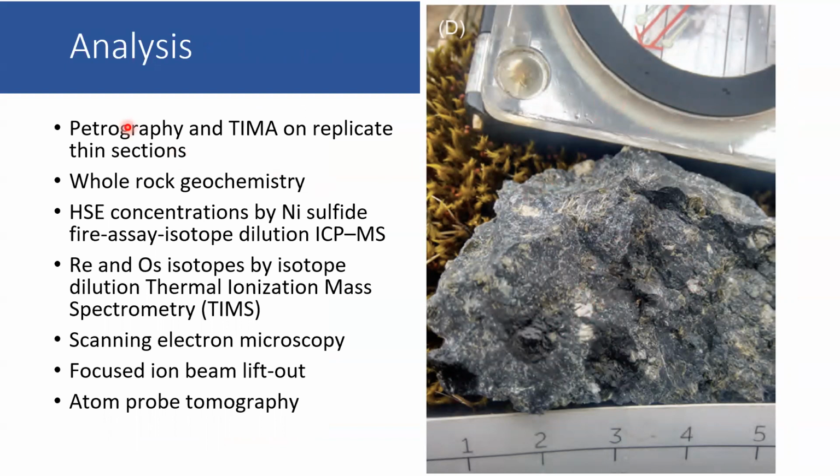And we did a whole bunch of analysis on this. We cut replicate sections because I knew we wanted to look for the platinum group minerals. We did reflected light petrography. We did TIMA mineral mapping on those replicate sections to try and find the platinum group minerals if they were there. We also did whole rock geochemistry. We measured the highly siderophile elements. Park did the rhenium and osmium isotopes. And then lots of characterization with scanning electron microscopy, and then used a focused ion beam to lift out and shape some tiny, tiny little needles that we analyzed with the atom probe.